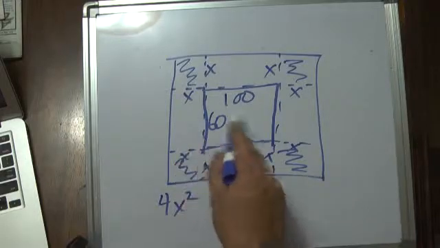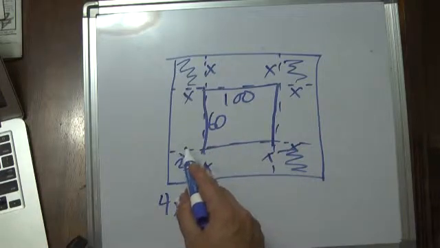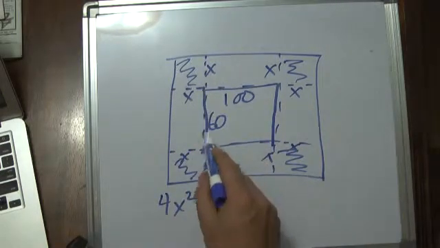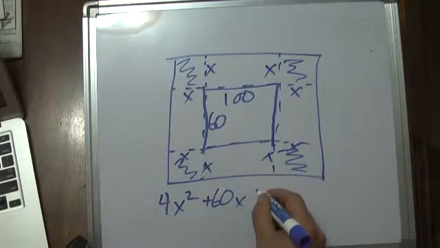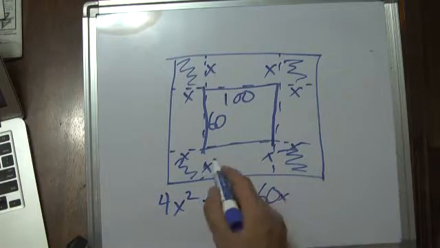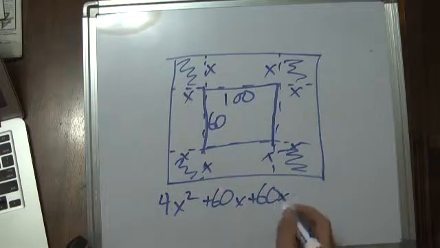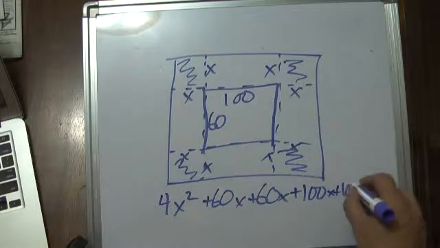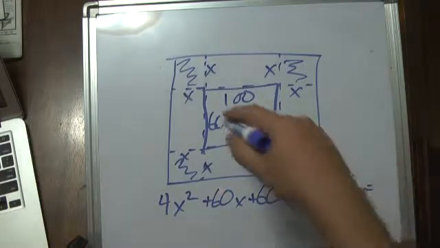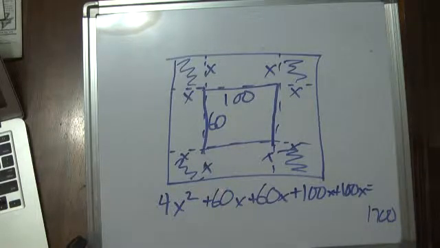And then you've got some rectangular areas. You got these rectangles here and here. Each one of those rectangles is x wide and 60 long, so 60 times x is its area, so those have areas of 60x and 60x. And then you have these lengths. They're both 100 times x, 100 times x. So that's 100x plus 100x. And that's going to equal the whole area, which we said was 1,700. Okay, so that's the equation you have to solve for x.